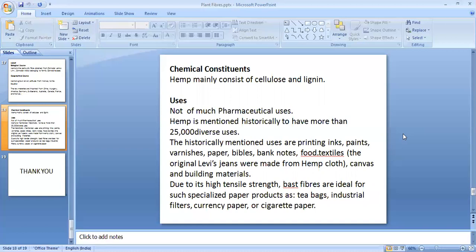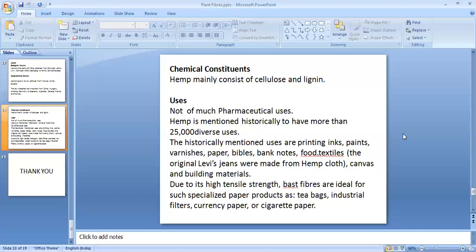And when you come to the uses of this hemp, it is not much used in the pharmaceutical field, and it has historical uses in the preparation of printing inks, paints, varnishes, papers, bibles, banknotes, etc. And also it has importance in food and textile industries, and it is used in the preparation of canvas and building materials.